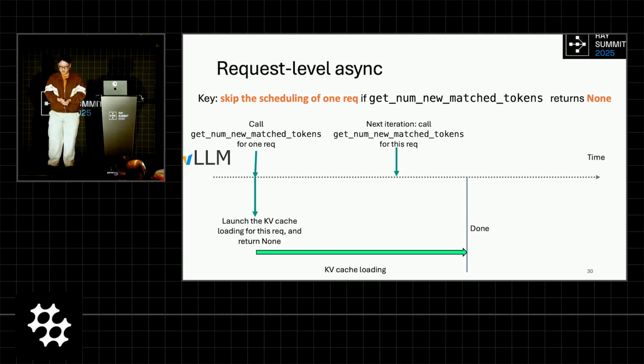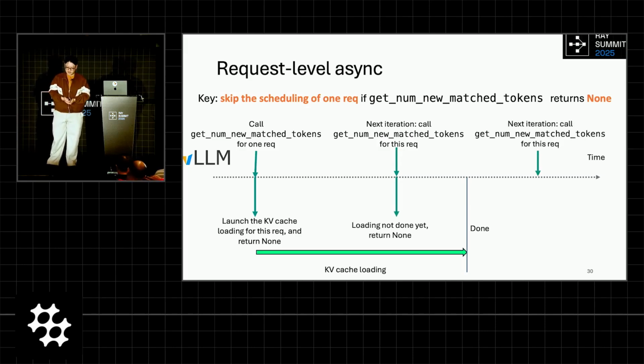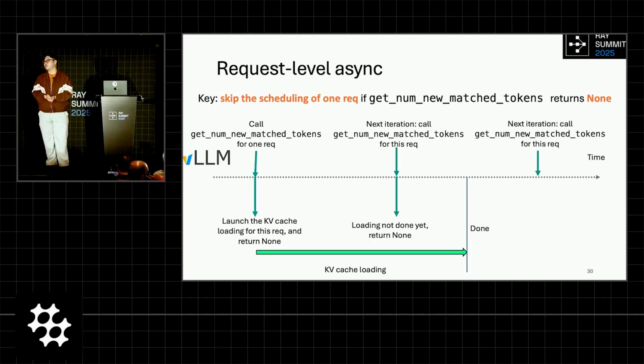Then in vLLM's next iteration, it will call the scheduling API again. Because the loading is not finished, it will still return null. At the next iteration, it will call this API again, and now, because the loading is finished, we return the actual number of tokens hit inside LMCache. After this, vLLM knows there's an external prefix cache, and it can load it and let it participate in the request execution.